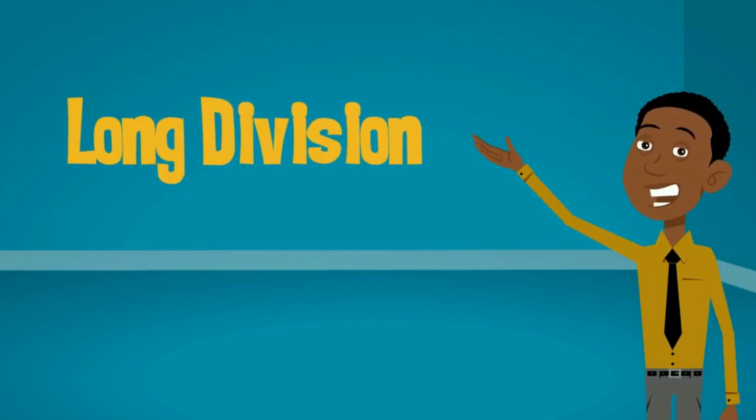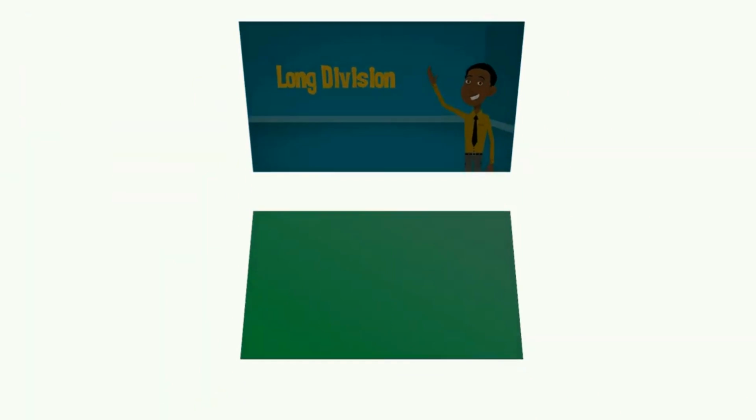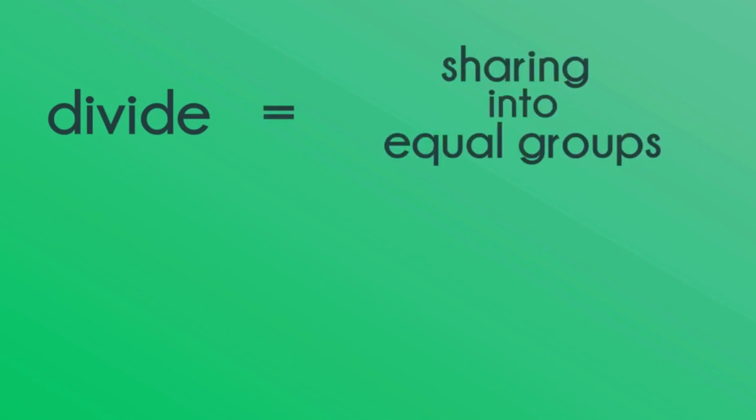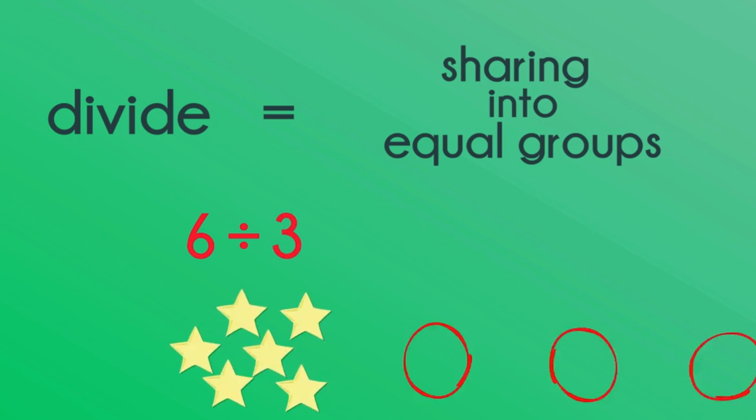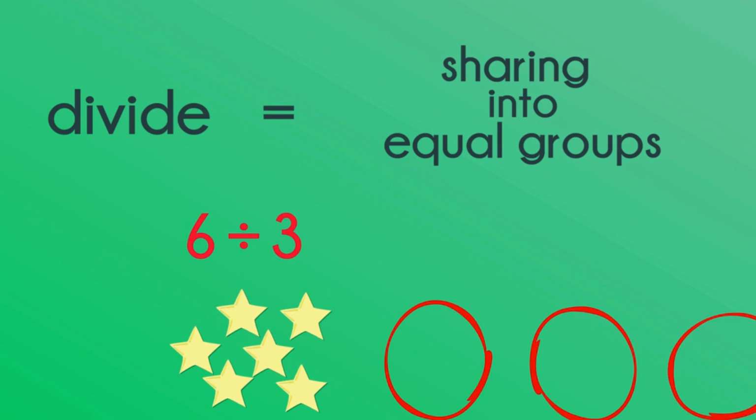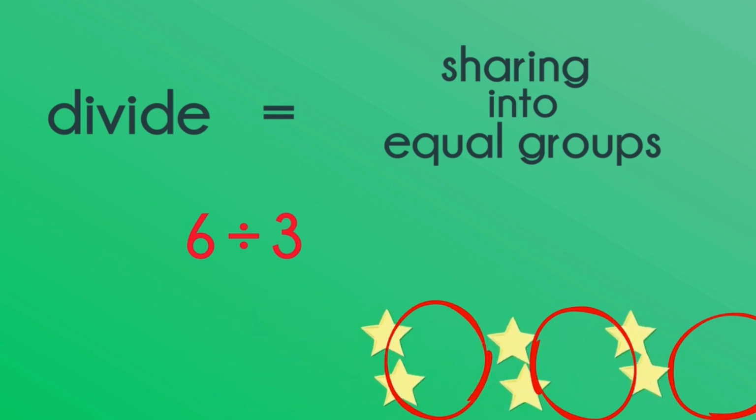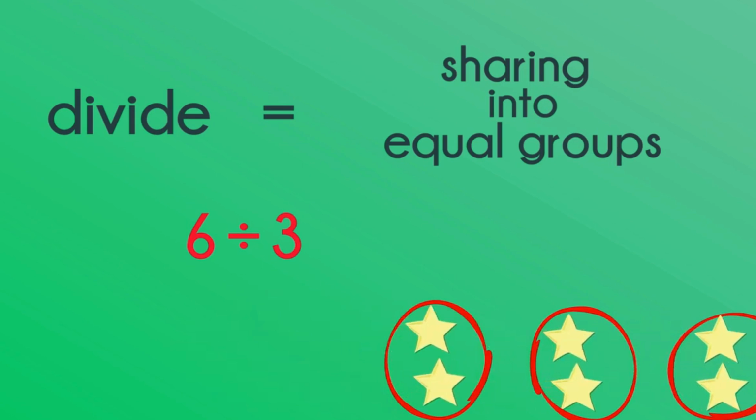Long division. When we divide, we share into equal groups. For example, 6 divided by 3 means 6 shared into 3 equal groups. We can see that 6 divided by 3 is 2.